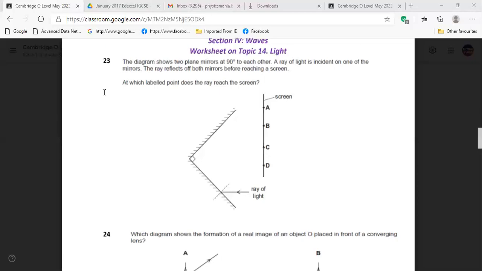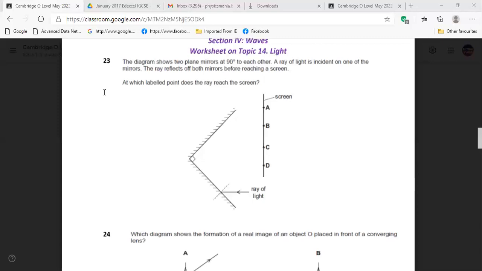What is that law? Today I even told you twice. What is the law of reflection? The angle of incidence equals the angle of reflection, I equals R. Is it clear to you?